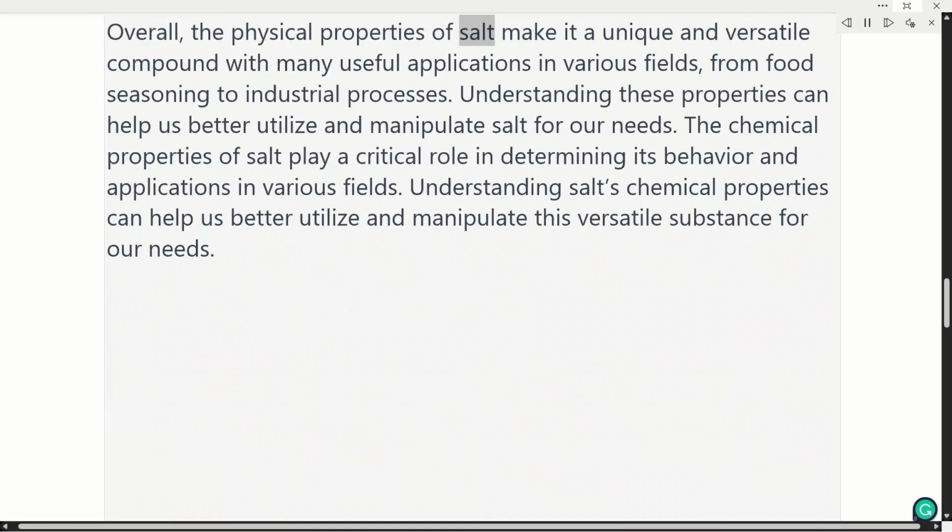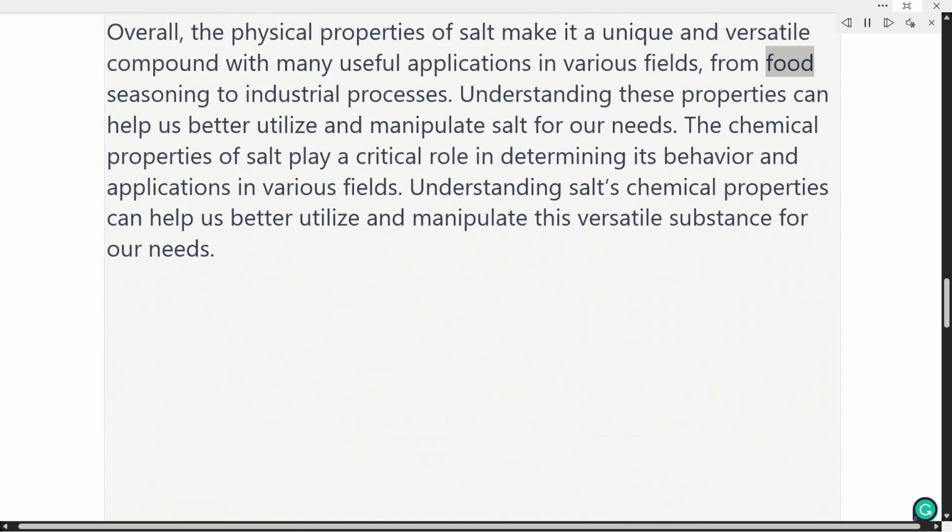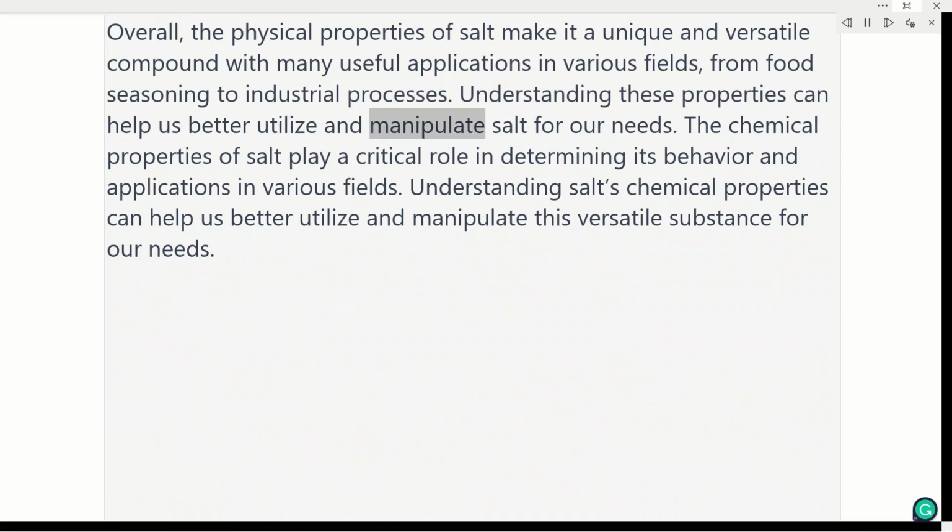Overall, the physical properties of salt make it a unique and versatile compound with many useful applications in various fields, from food seasoning to industrial processes. Understanding these properties can help us better utilize and manipulate salt for our needs. The chemical properties of salt play a critical role in determining its behavior and applications in various fields. Understanding salt's chemical properties can help us better utilize and manipulate this versatile substance for our needs.